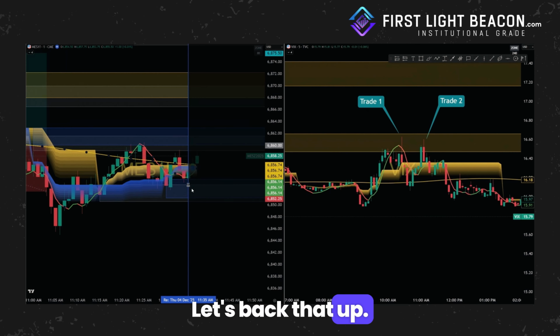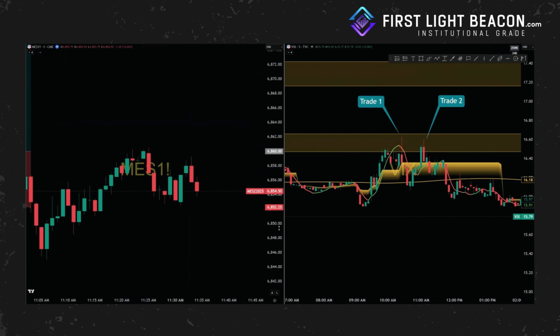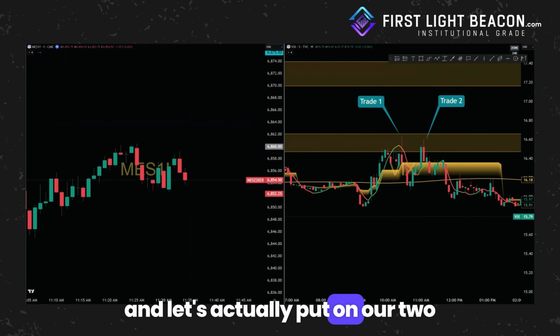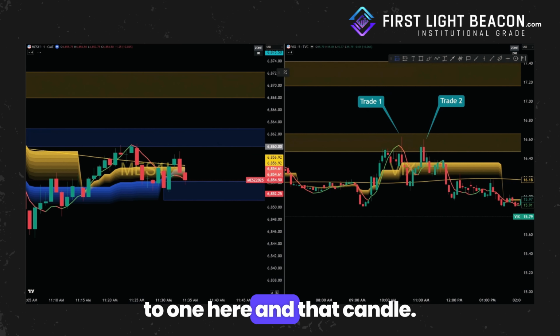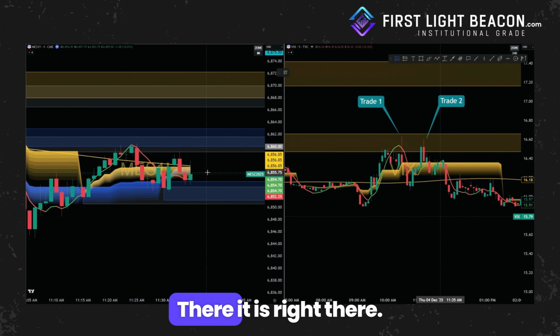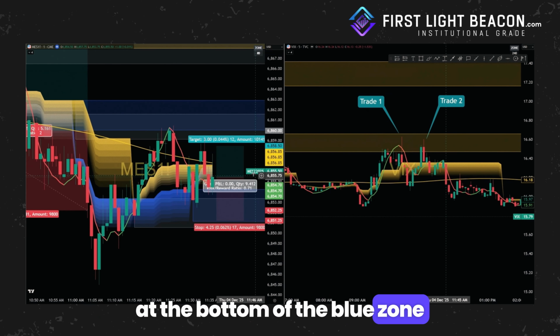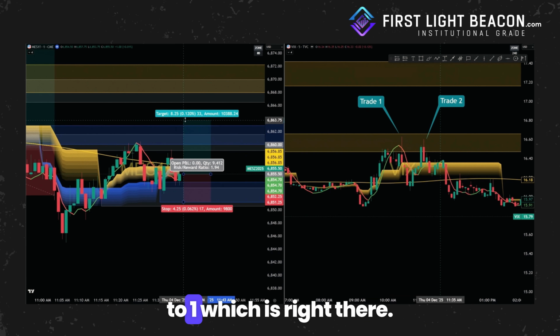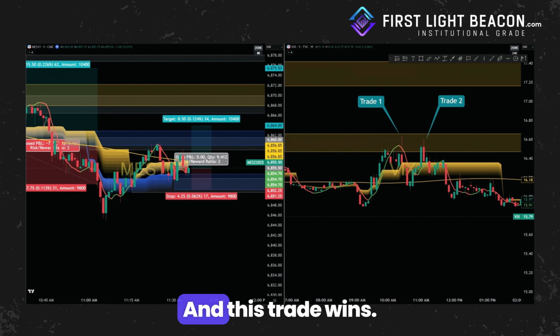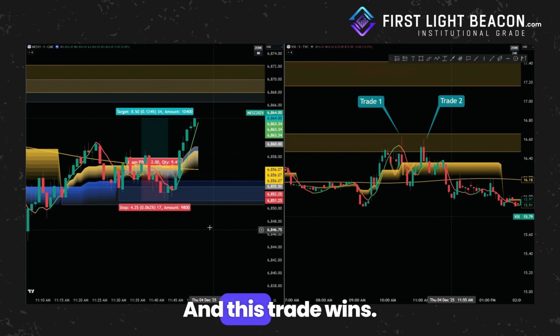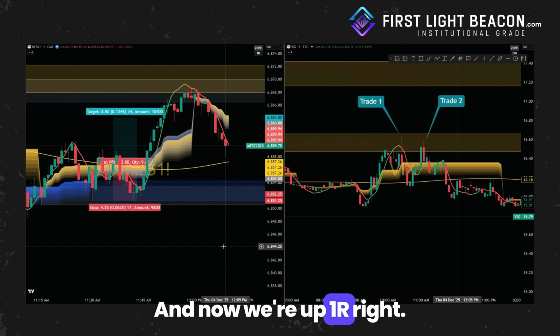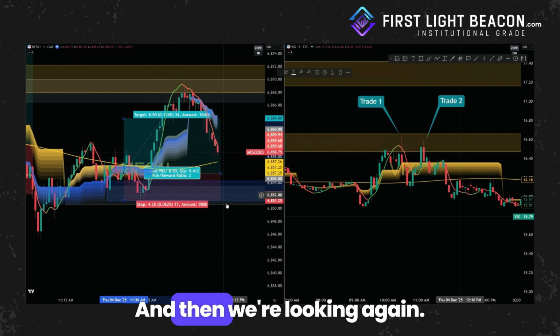Let's back that up. This rejection, this bullish rejection, and let's actually put on our 2-to-1 here. And that candle, there it is right there. And then we would put our stop loss at the bottom of the blue zone. And then we would target a 2-to-1, which is right there. And this trade wins, and now we're up 1R, right? And then we're looking again.